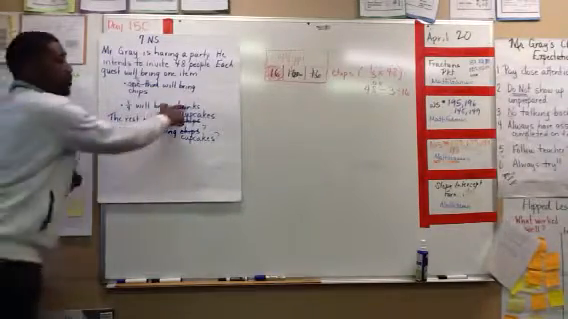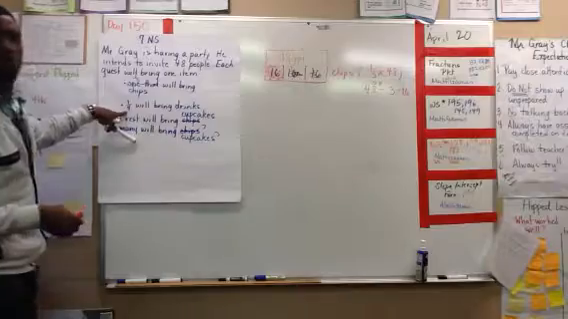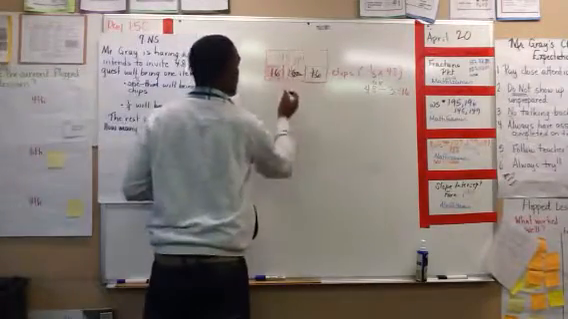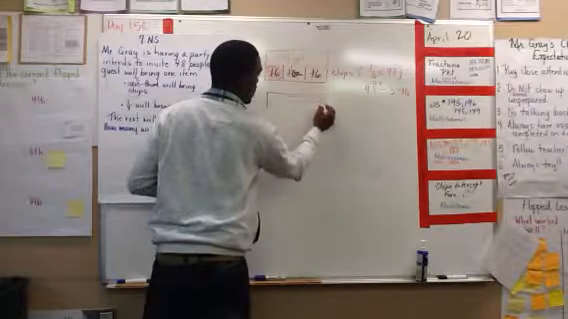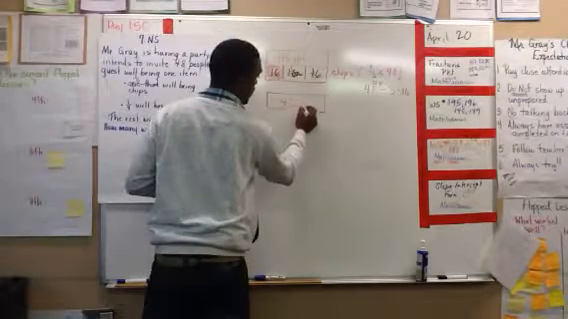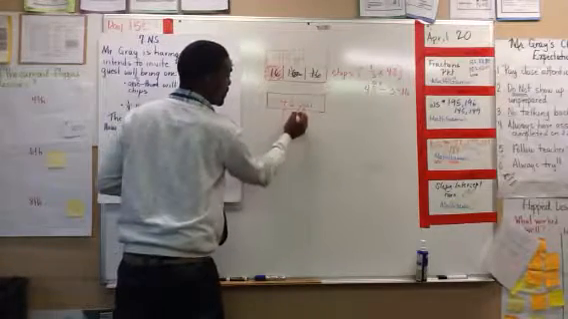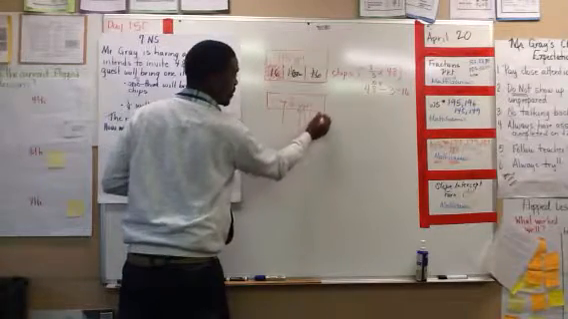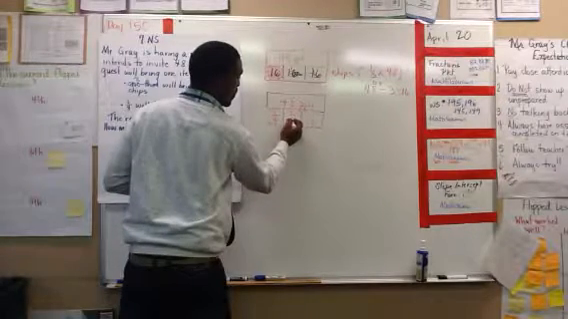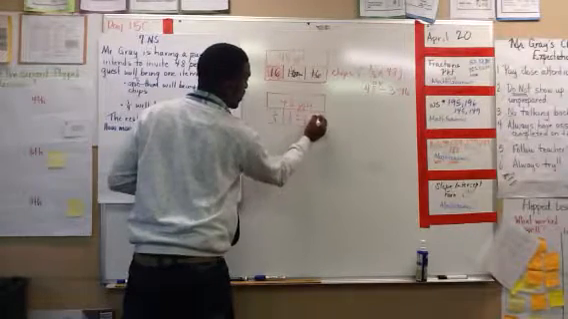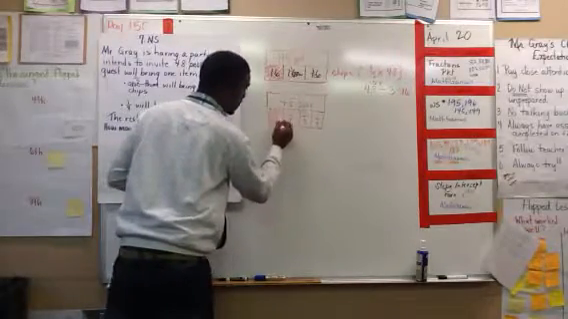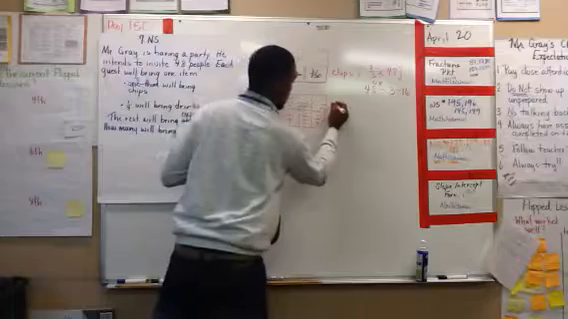Let's go to how many will bring drinks. I see 1/4. I'm still dealing with my whole bar, but now I'm going to break it. I'm going to start over with my whole bar. Now I'm going to break it into fourths. There's 1/4 here, 1/4 here, 1/4 here, and 1/4 here. Only 1/4 brought drinks.